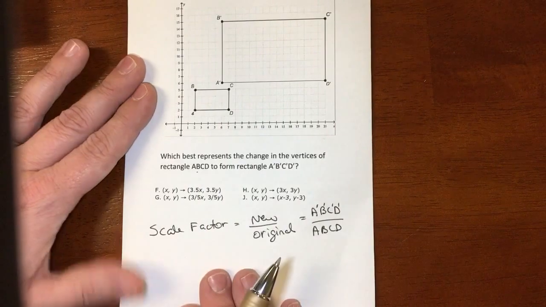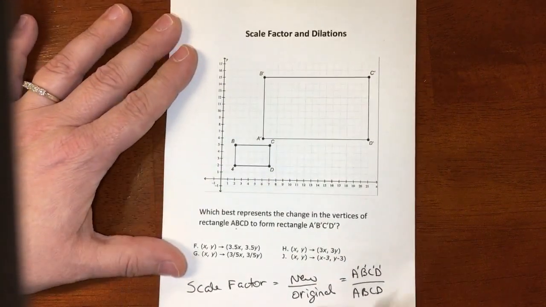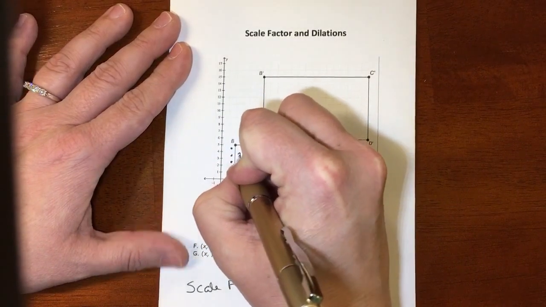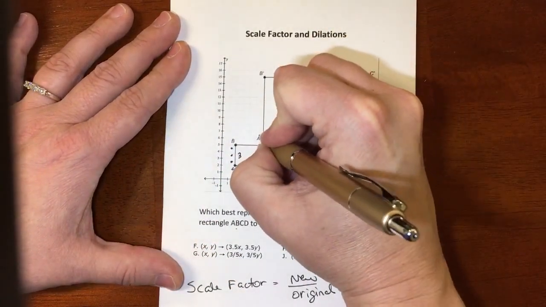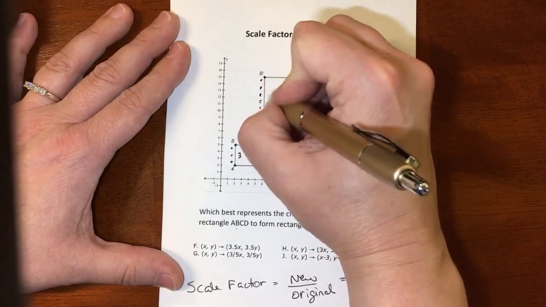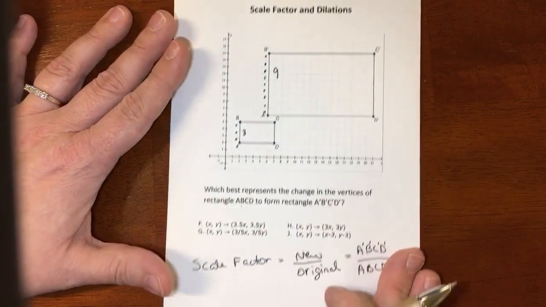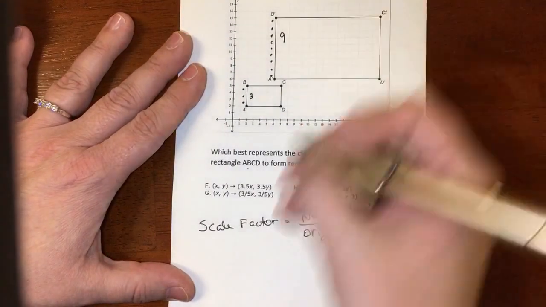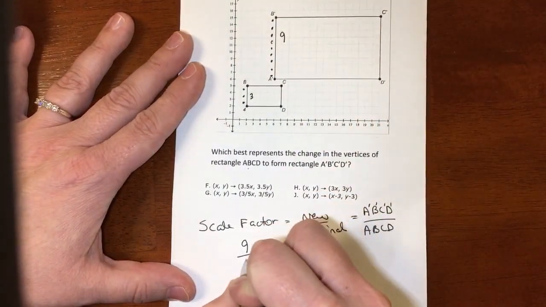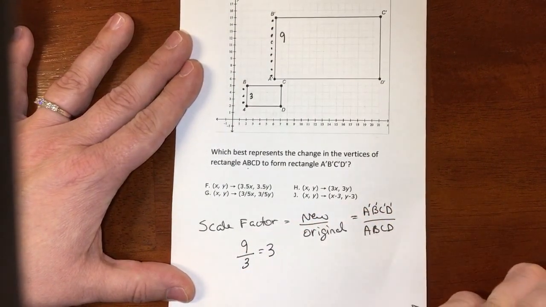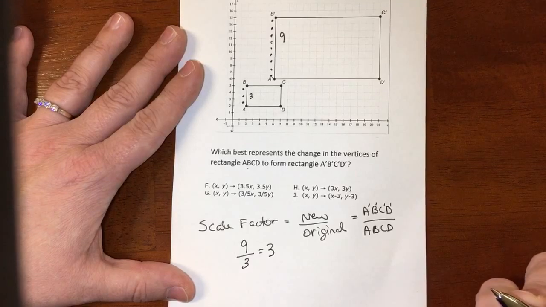So we can look and see, we can count the side lengths. This is 1, 2, 3, and this is 1, 2, 3, 4, 5, 6, 7, 8, 9. So I can set my fraction up using the side lengths. The new one with the primes is 9 over the original, which is 3, and 9 divided by 3 is 3. Or I can use some ordered pairs.